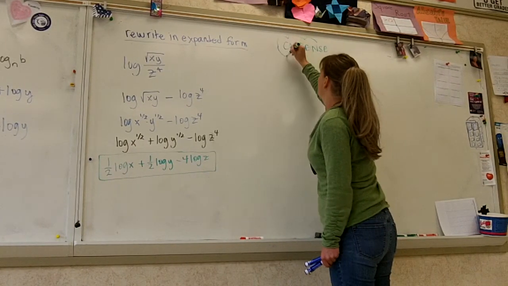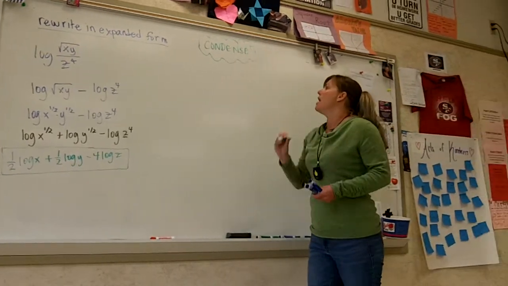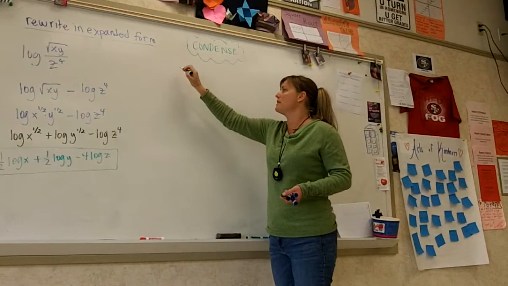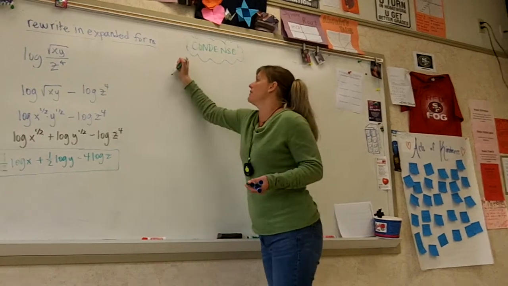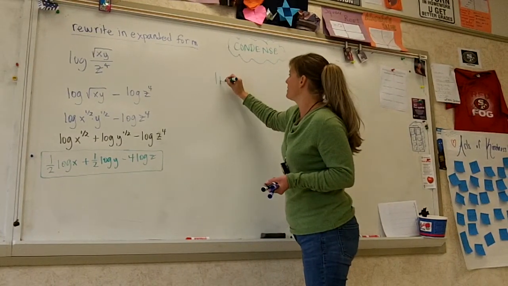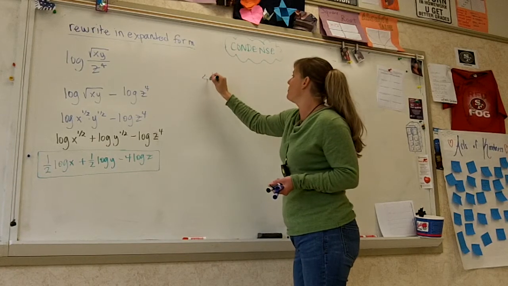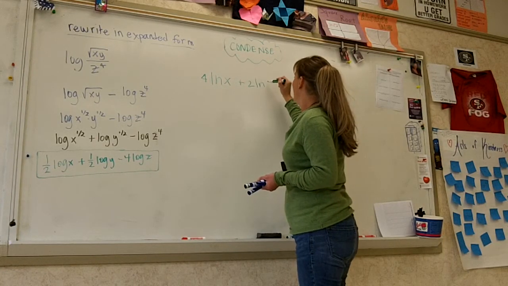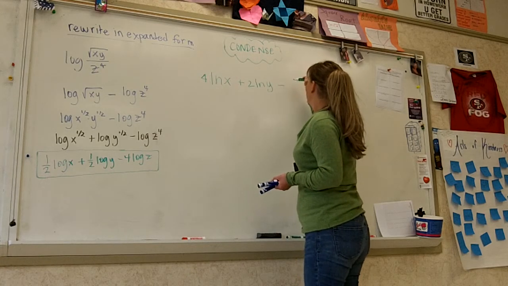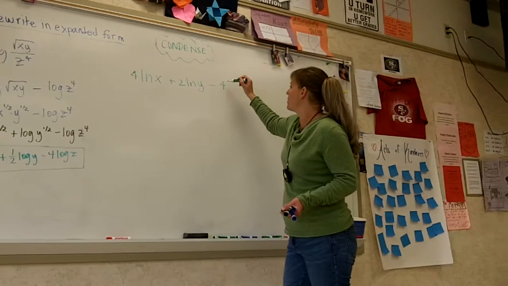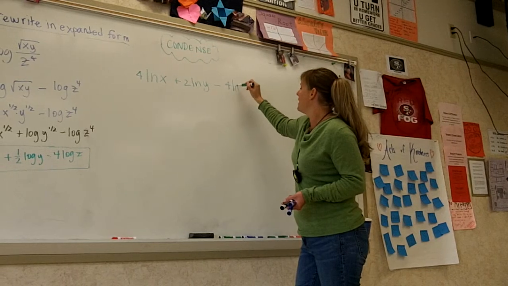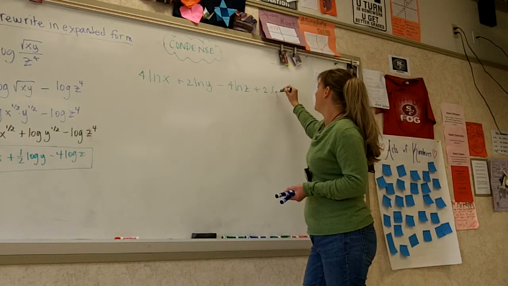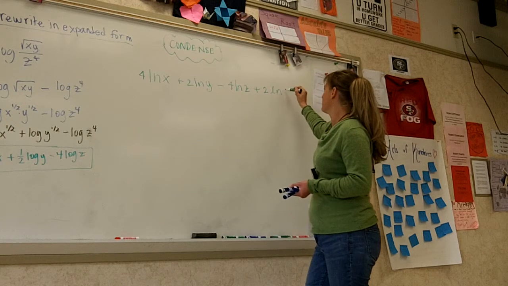This is going to be more useful for us anyway, because we're going to be condensing things in order to solve. So when you're solving, oh, let's do natural log. I like natural logs anyway. Natural like my hair. So let's say 4 ln x plus 2 ln y minus 4 ln z plus 2 ln w.